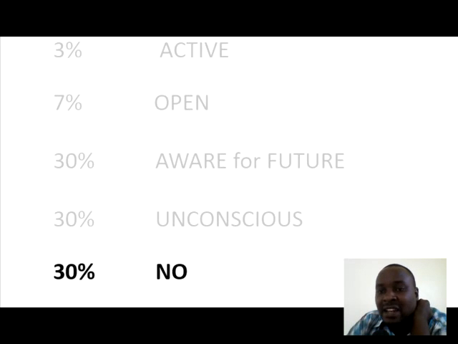But there is another 30% that is aware for the future. Perhaps in a few months I'll be buying my new car. Yes, because I'll be buying my new car in a couple of months' time, I will need third party. Are you seeing how this third is aware, but they're not actively looking for your third party policy? Yes. And then another 30% is unconscious. Perhaps after 2 years, that's when they'll buy their car.